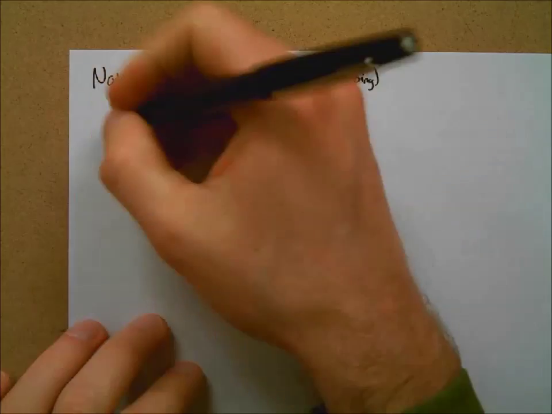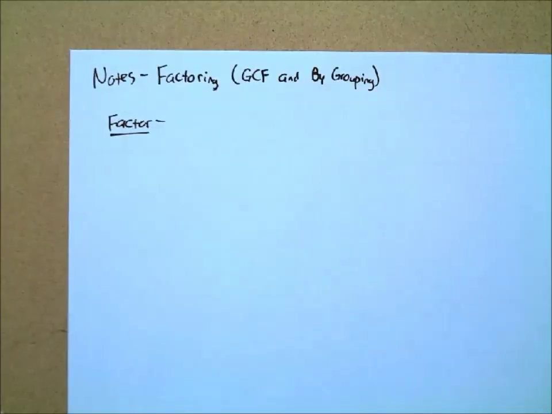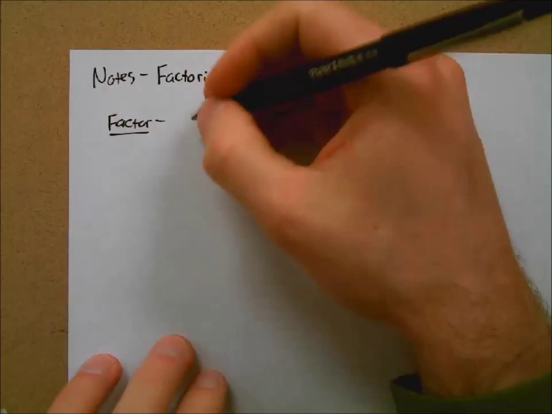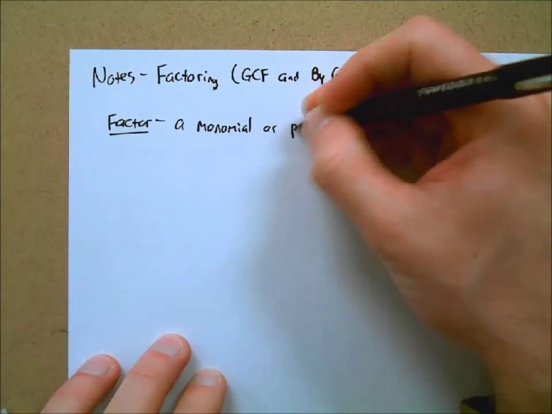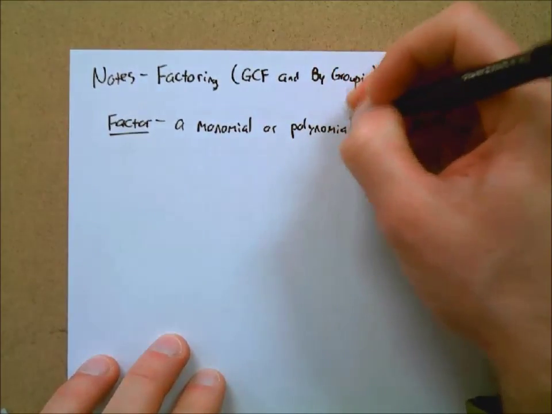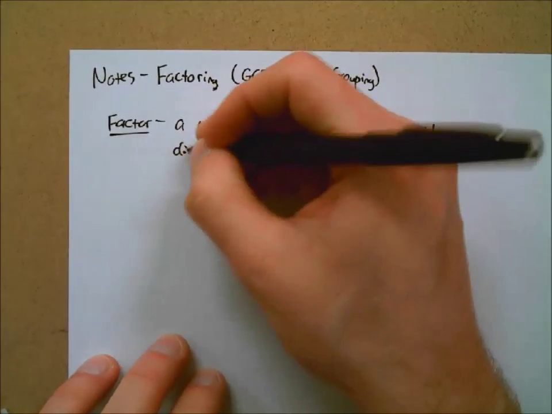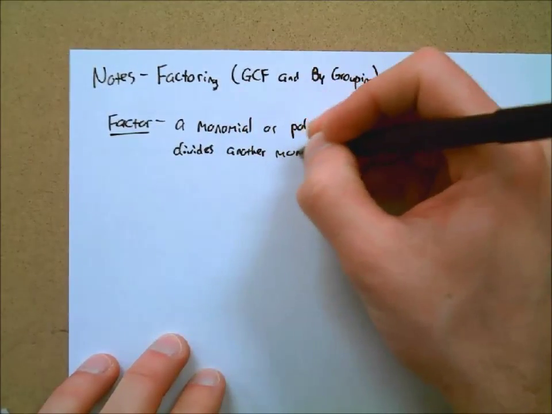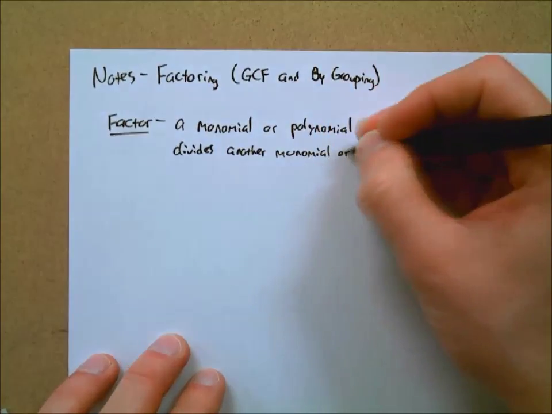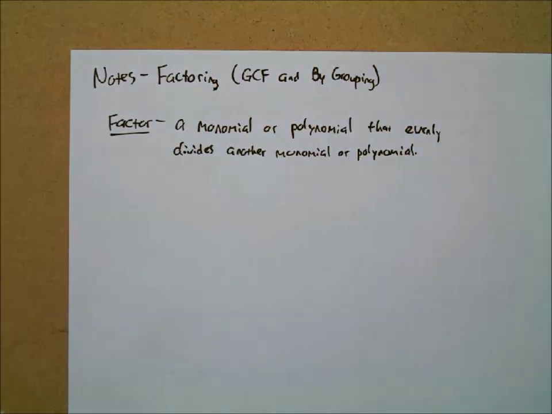Okay. So first, let's talk about just what a factor is. Okay. What is a factor, right? So a factor is a monomial or polynomial that evenly divides another monomial or polynomial. Right? And by evenly divides, meaning there's no remainder or anything like that.